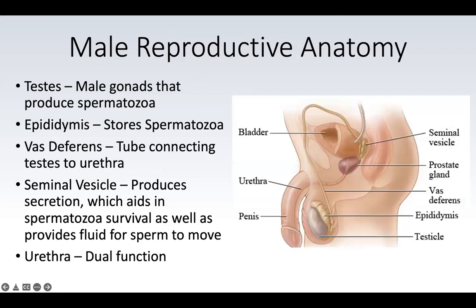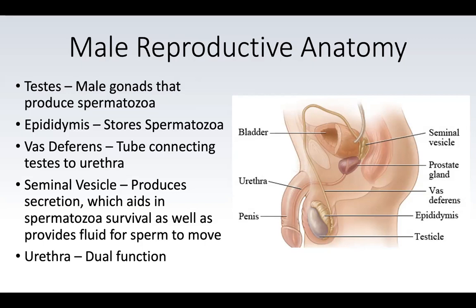In the male reproductive anatomy, the testes are going to be the site of sperm production. When sperm is produced, it is stored temporarily in the epididymis until the event of ejaculation. During ejaculation, there is a tube called the vas deferens. It's also referred to as the ductus deferens. Both mean the exact same thing. So be prepared to see either on your upcoming celebration of learning. This tube connects the testes to the urethra.